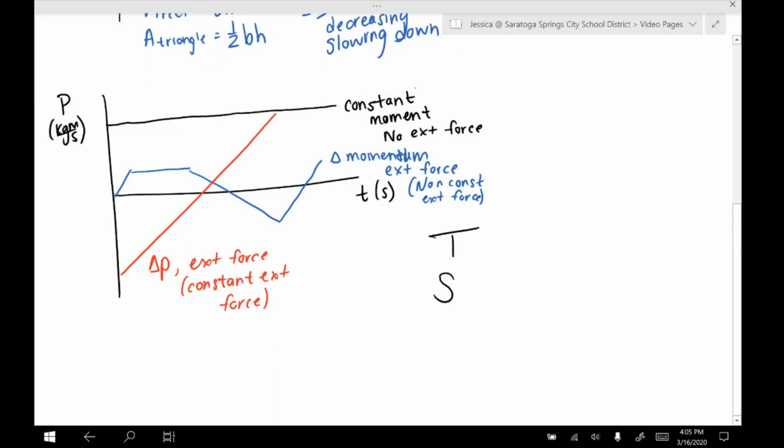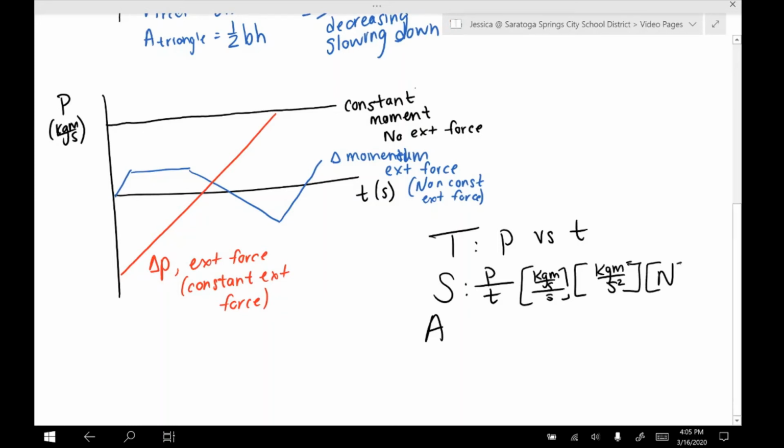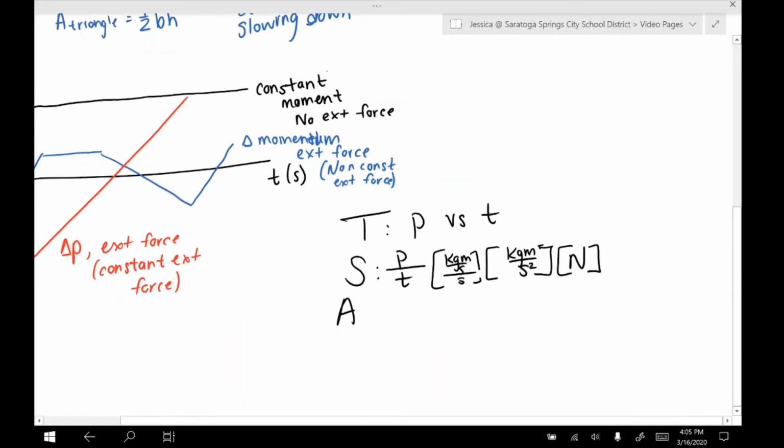So T, tidal, S, slope, A, area. So this is P versus T. Slope is y over x, so momentum over time. So unit-wise, that's a kilogram meter per second over a second, which is the same thing as a kilogram meter per second squared, which you might recognize as a Newton. So that means the slope is going to represent the force.